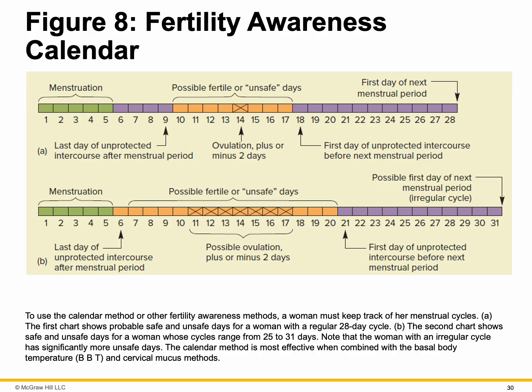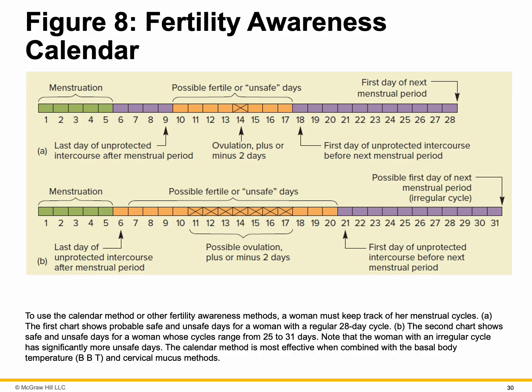So here's an example of the calendar method to keep track of a woman's menstrual cycles. So I'll just focus on the upper chart that you see in this particular figure. So in that upper chart, you see the probable safe and unsafe days for a woman with a regular 28-day cycle. Here, menstruation takes place on days 1 through 5.